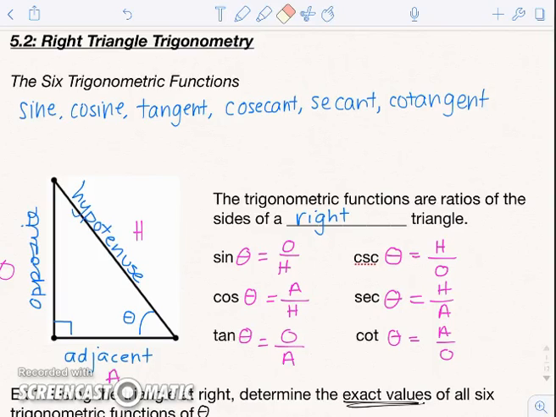5.2 is right triangle trigonometry. Some people get a little intimidated by trigonometry, but it's really not that bad. There are 6 trigonometric functions. They're sine, cosine, tangent, cosecant, secant, and cotangent.